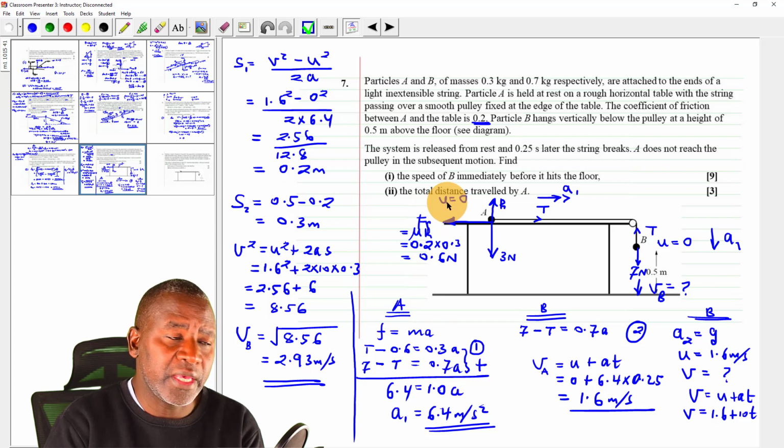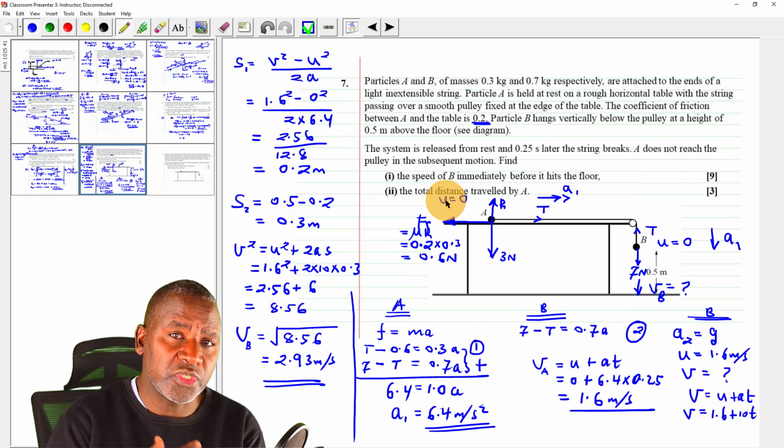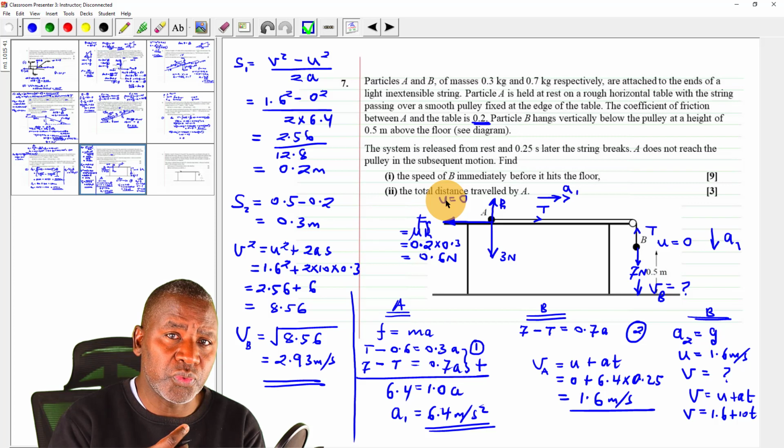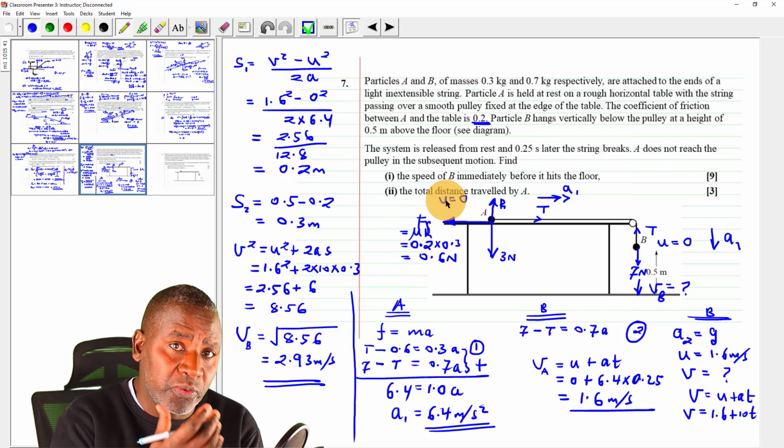Because I know you may have found yourself in this situation. You find that you can remember all the equations that are supposed to be used, but you don't know how to use them. So when you work out so many questions in mechanics, you get to understand how these equations are used. You get to know when to use certain equations and when not to use them.